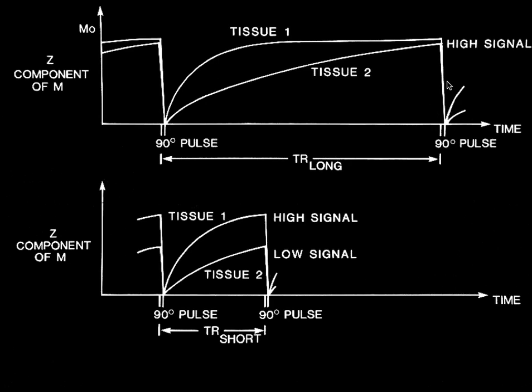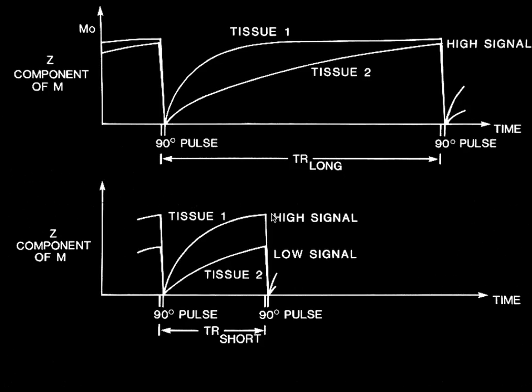If we have a long TR, like 3,000 milliseconds, both of them would have recovered, both of them would be bright, and we would not be able to distinguish these tissues very much based upon their T1 content. So the bottom line is, if you have a long TR, you have poor T1 contrast. If you have a short TR, as long as it's not too short, you have a strong T1 contrast.